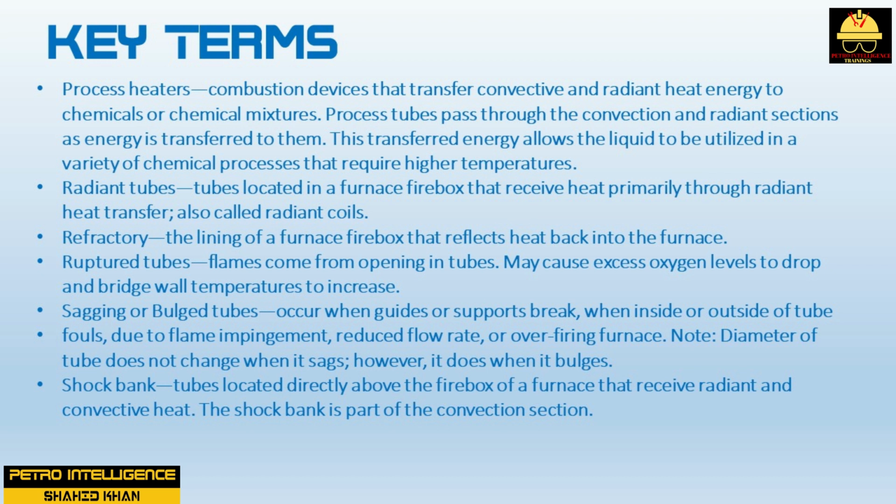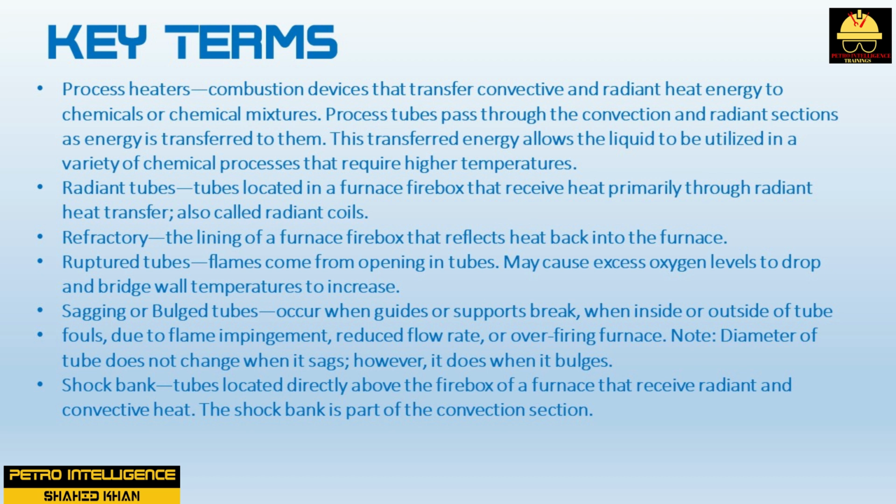Ruptured tubes cause flames to come from openings in the tubes. May cause excess oxygen levels to drop and bridge wall temperatures to increase. Sagging or bulged tubes occur when guides or supports break, when the inside or outside of the tube fouls, due to flame impingement, reduced flow rate, or overfiring of the furnace. Note: the diameter of the tube does not change when it sags; however, it does when it bulges.